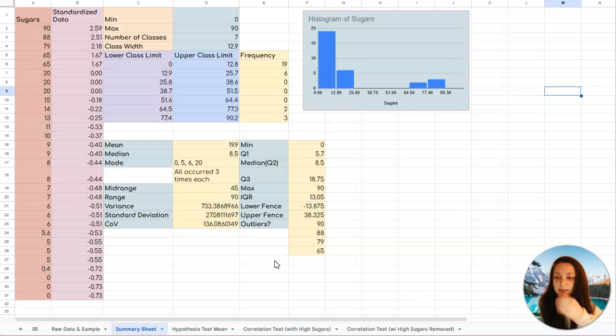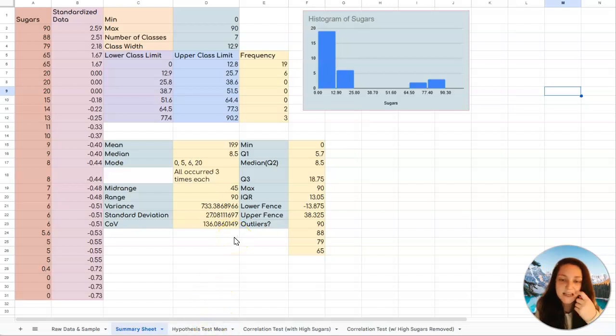So the mean of the amount of sugar in my sample is 19.9. The closest value in my data set to that is 20 grams, which shows up 3 different times. Standardized scores reveal that these 3 occurrences are the closest to the mean, with standard scores near 0.